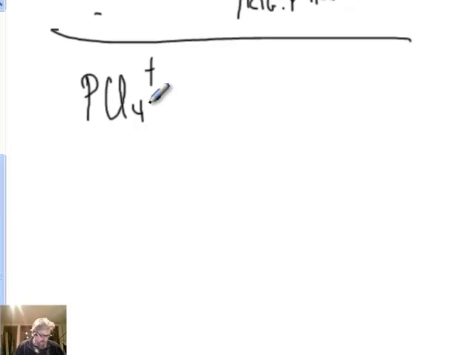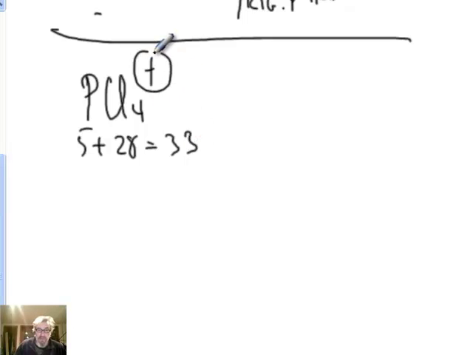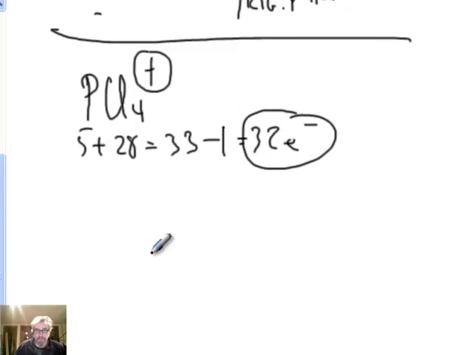PCl4 1+. This is a polyatomic ion. Well, phosphorus is in group 5, so that's 5 electrons. And then chlorine's in group 7, so that'd be 7 electrons, but 4 times would make that 28 electrons. 5 and 28 is going to add up to 33, but this is a 1+ ion. So because of that, I'm going to take away 1 electron and settle on 32 electrons in my structure.